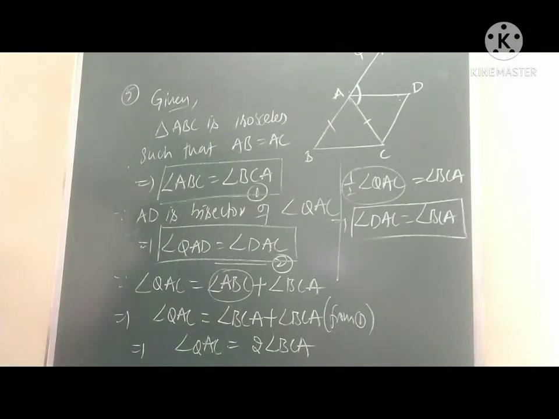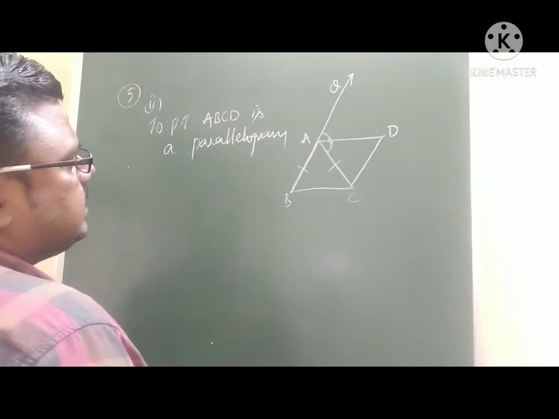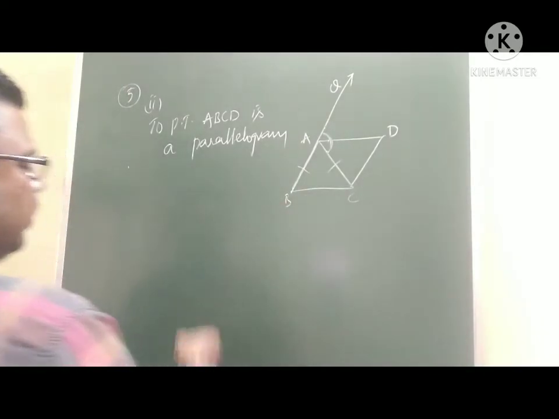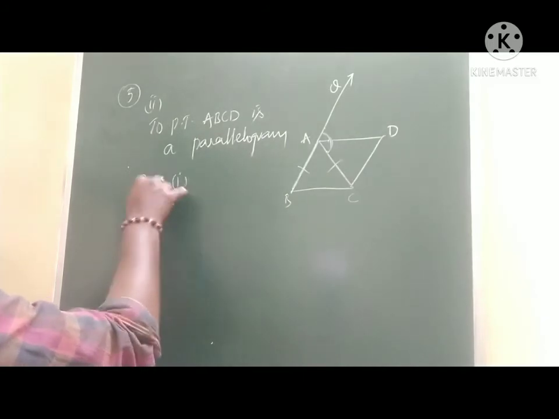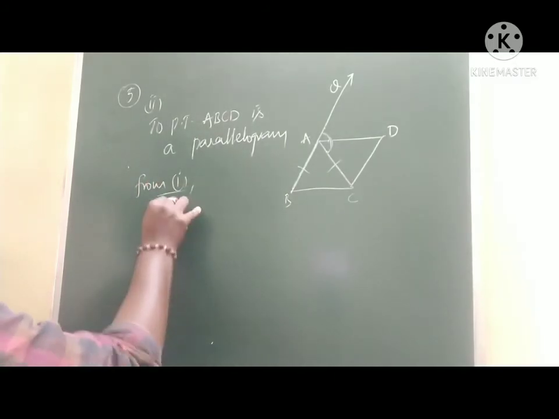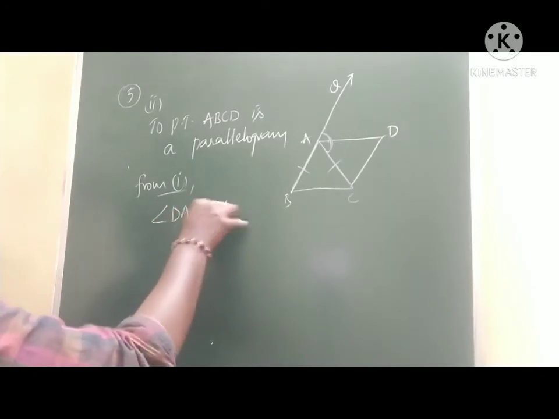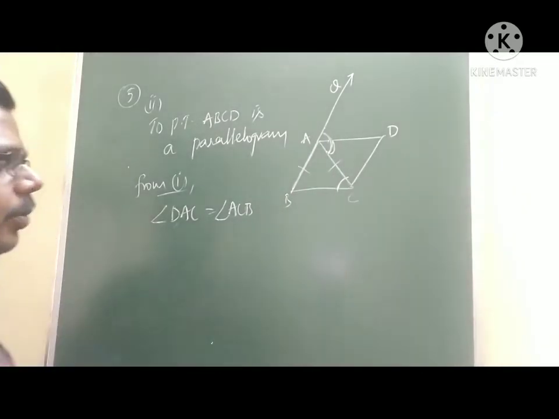Okay, first question done. Now let's move to the second sub question. Now the second bit: we need to prove that ABCD is a parallelogram. Since, as per the first bit, we have proved that angle DAC is equal to angle ACB. This angle is equal to this angle, we have proved, right?